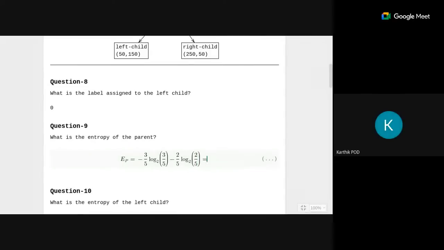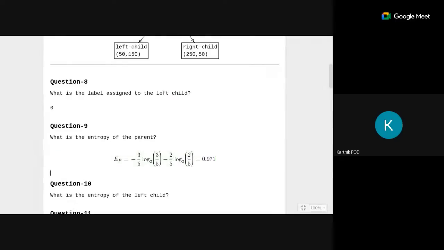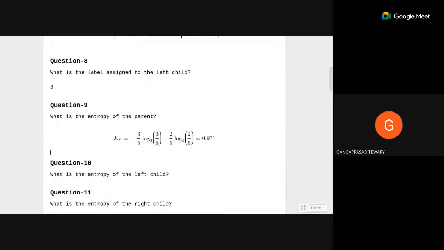I have computed this already. In case someone asks, you can tell me. If not, this turns out to be 0.971, roughly. The important point in this entropy is please calculate up to 3 decimal places. Only then you will end up with the correct answer. So make sure that you retain 3 decimal places everywhere. We have to round off also at 3 decimal places in the exam. You better. For example, this actually is 0.97095, so I have made it 0.971.